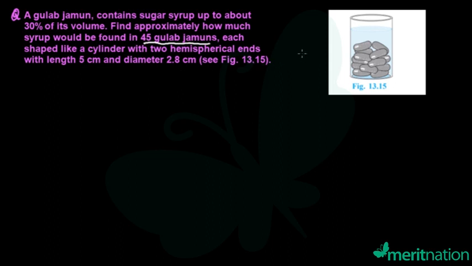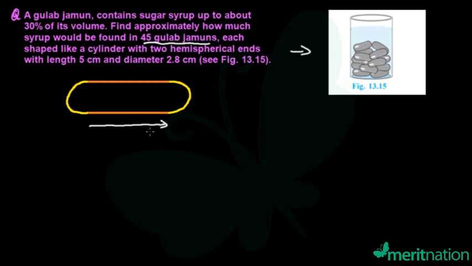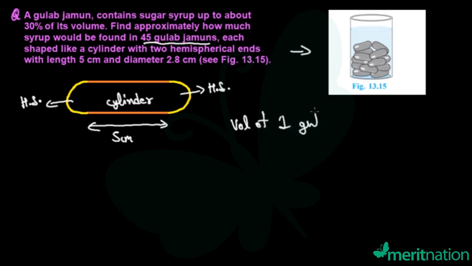So if you look at this container over here, this container has 45 gulab jamuns. Let's take one of them out. Now this gulab jamun, you will see it's having a cylinder which is of length 5 centimeters. This is the cylindrical portion over here, and it's having two hemispherical ends, hemisphere and hemisphere. Now since each of the gulab jamuns contains 30% of its volume sugar syrup, let's try to calculate the volume of one gulab jamun.